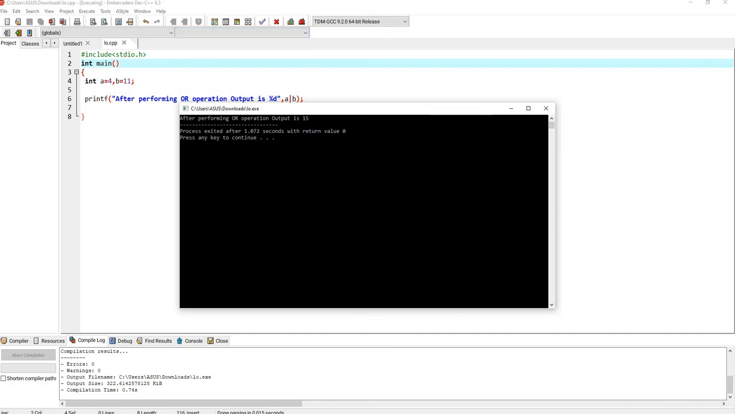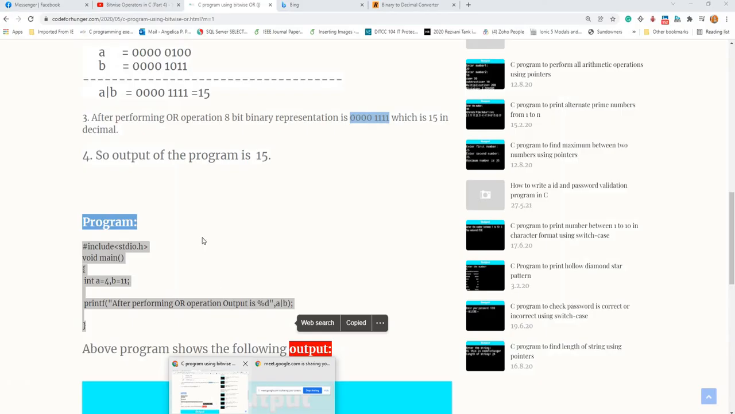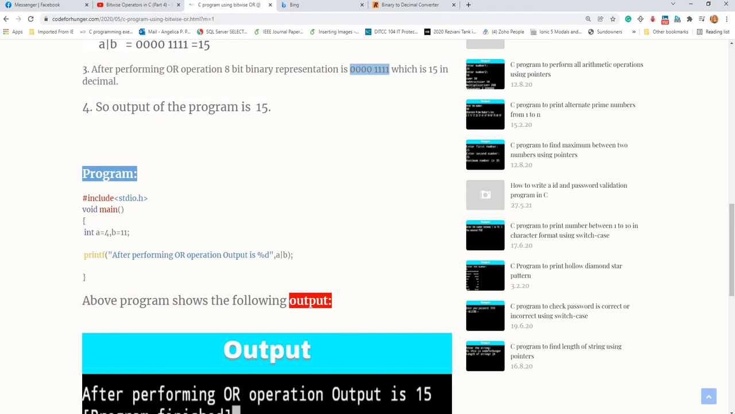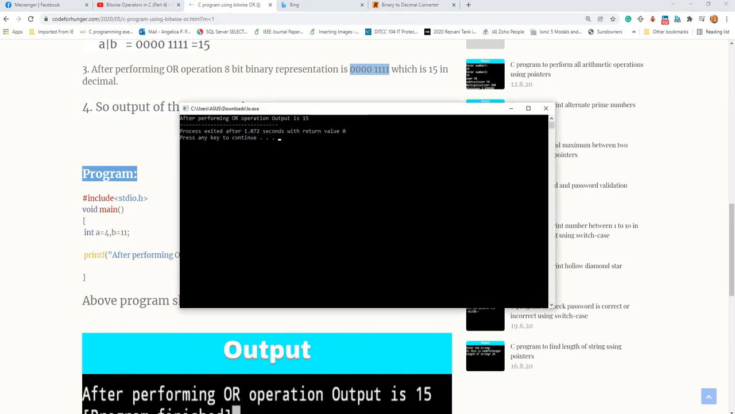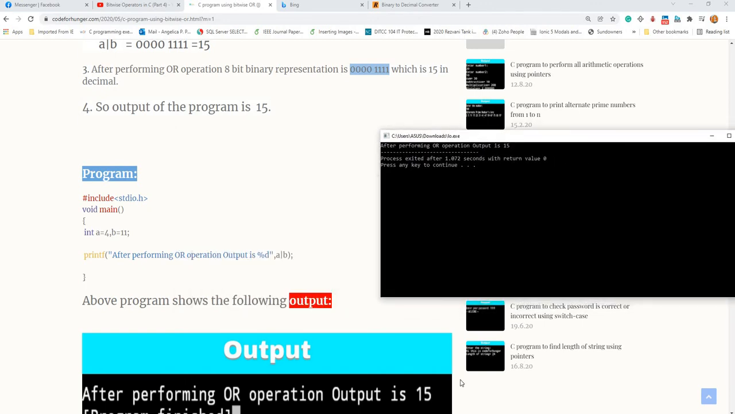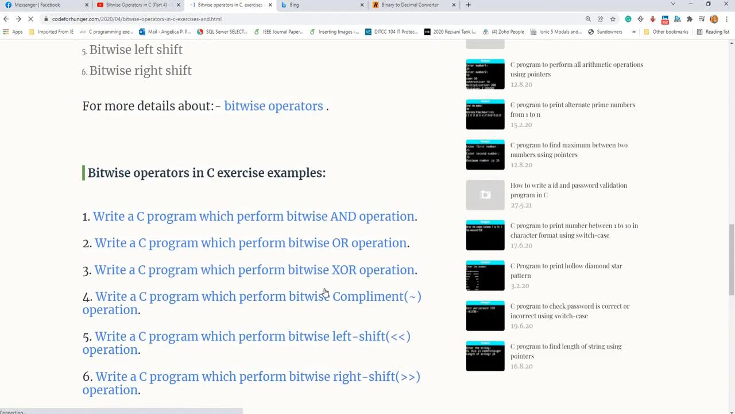Tingnan nga natin kung tama. 16 ang output. 15, sorry, 15 pala. Tama naman siya, 15. Meron pa akong 5 minutes. That is OR. Tapos, yung XOR.